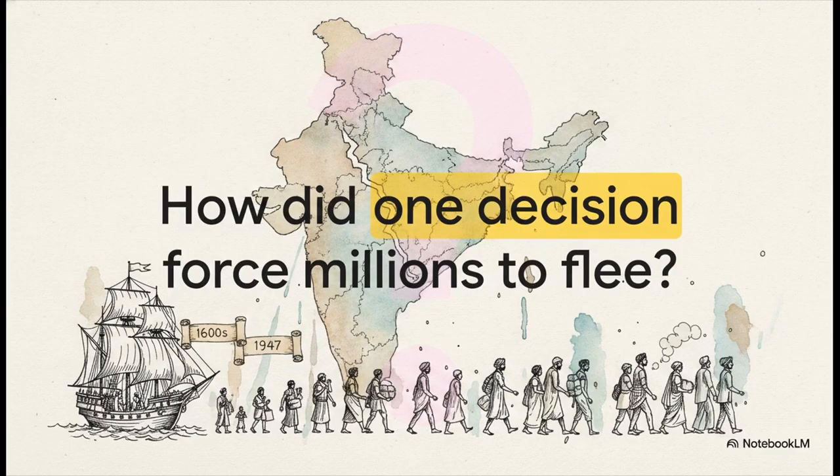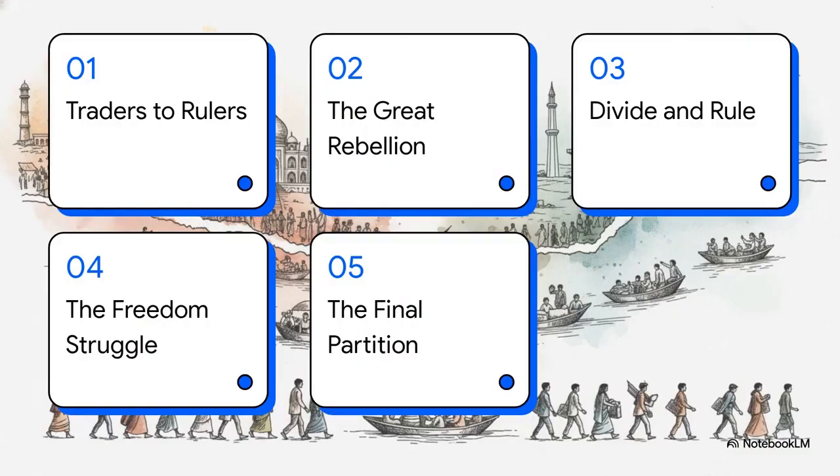But to truly understand this dramatic climax, we can't start in 1947. We actually have to jump back over 300 years to the arrival of a seemingly small, harmless group of traders from across the sea. Okay, here's our roadmap. We're going to break down 300 years of complex history into 5 quick steps. Traders to rulers, the Great Rebellion, divide and rule, the freedom struggle, and finally, the final partition.